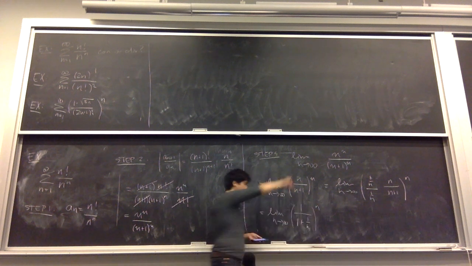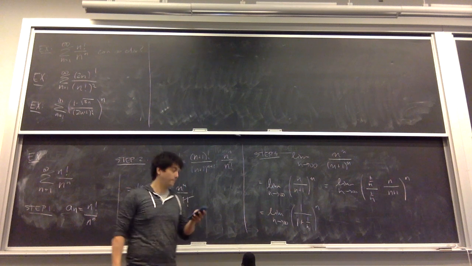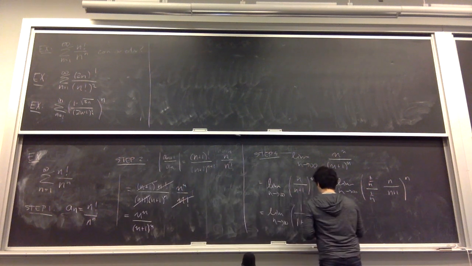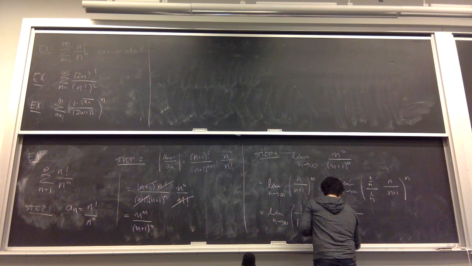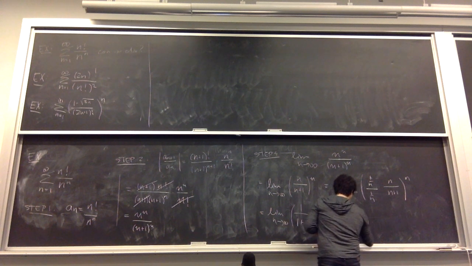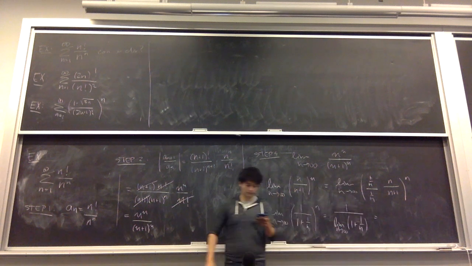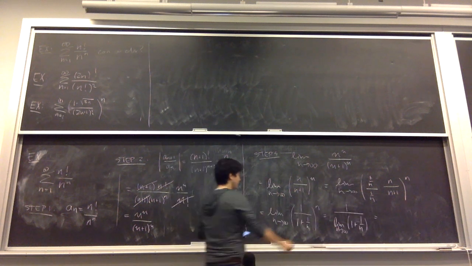And what's this? I'll write one more. You get 1 over the limit as n goes to infinity of (1 + 1/n) to the n.